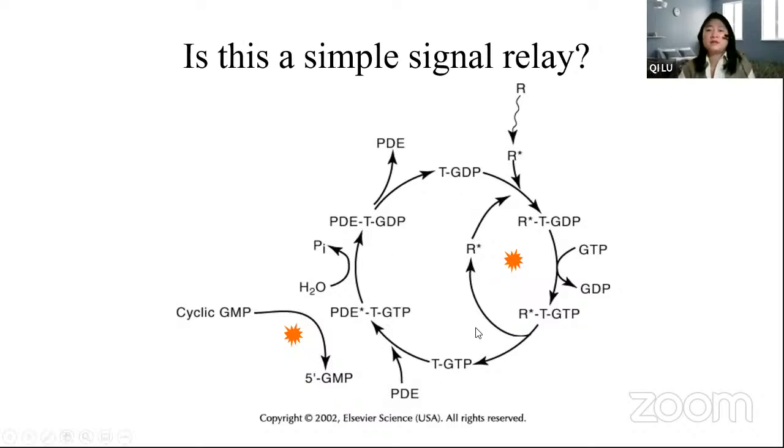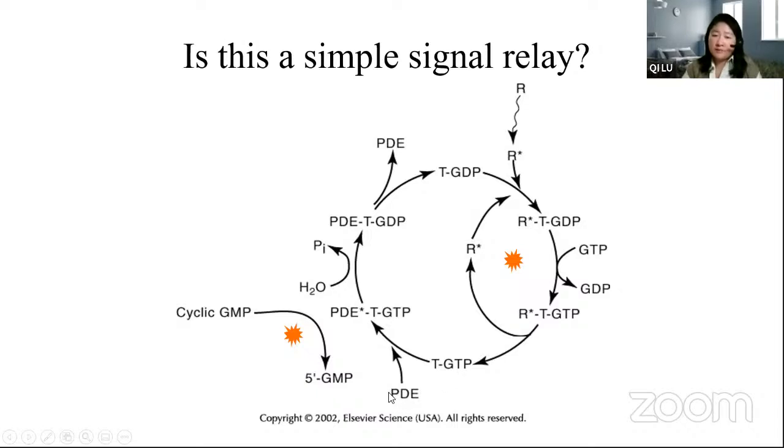So here is kind of a recycling and closed loop of this signal pathway. Rhodopsin captures a photon and changes to rhodopsin star. Then it binds with transducin. Transducin will dissociate from the GDP and bind with GTP to become the activated state, transducin GTP.